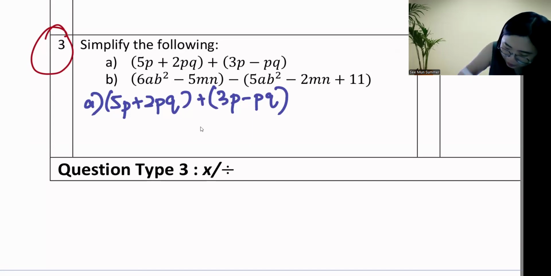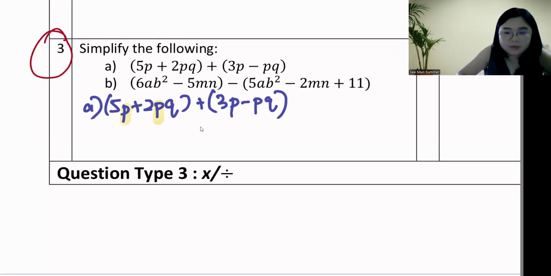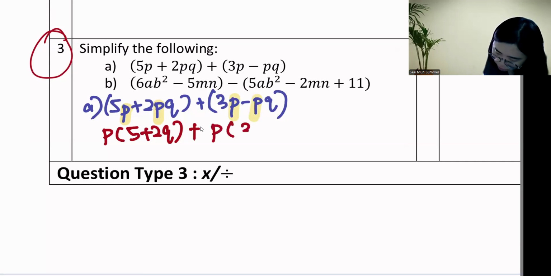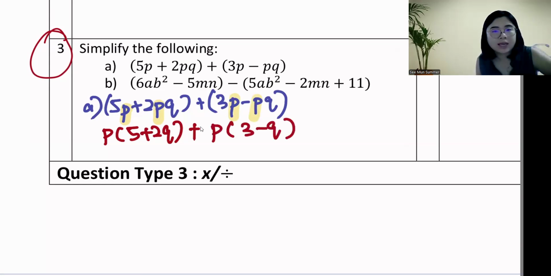Okay, so this is definitely factorizing, meaning to tapao. Do you remember tapao? Whatever that both of them have, take it out. For this case, we have P that can be taken out, right? So we'll just bring P out: P(5 plus 2Q). Okay, this is called tapao. And then for this, we have the same thing, we also have P, correct? So we take out P: P(3 minus Q). And then what are we going to do?